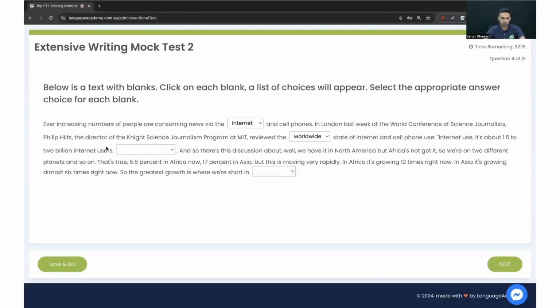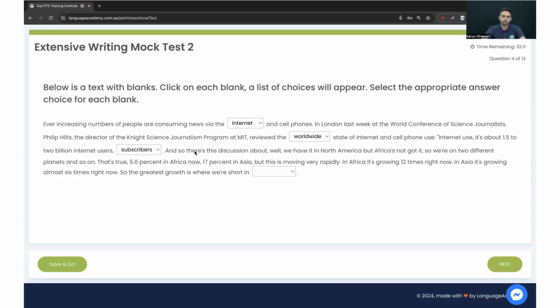Internet use is about 1.5 to 2 billion internet users, comma, this. So these two words must be connected, right? Billion users. There won't be internet lenders, right? Internet owners or internet advertisers. Internet subscribers. We can use the word subscribers because we are getting news, right? You subscribe to a news channel and everything.